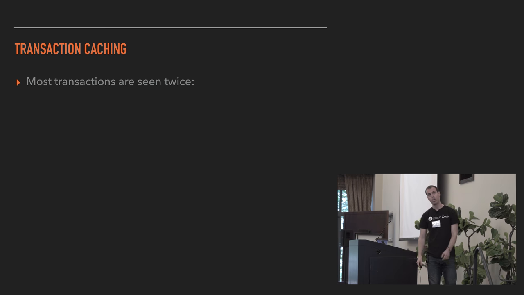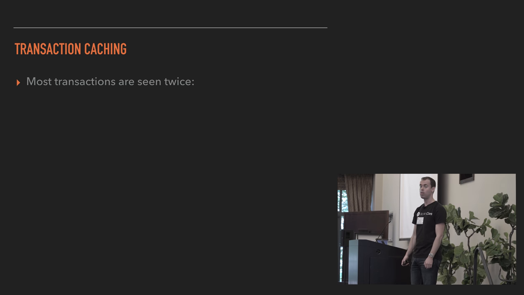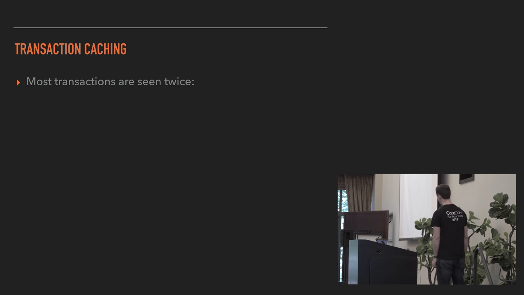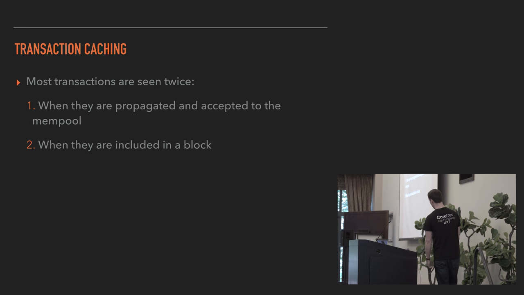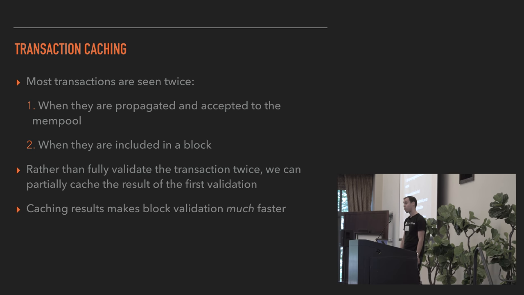So as I said earlier, transactions in general are seen twice if you're a fully connected node on the Bitcoin network. You'll see them once when they're broadcast by the signing user and sent across the network, and then you'll see them the second time when they're included in a block. So obviously there's an optimization here. Rather than fully validate the transaction twice, you can partially cache the result of that transaction the first time. So when you see it in a block, you don't have to do all of that transaction validation again. It means that block propagation is a lot faster because you don't need to fully validate all of the transactions in the block.